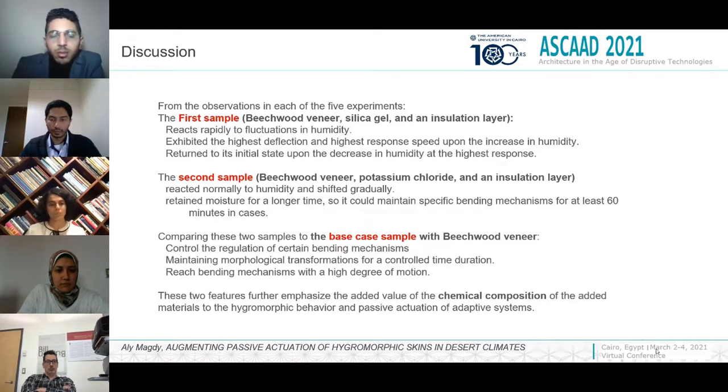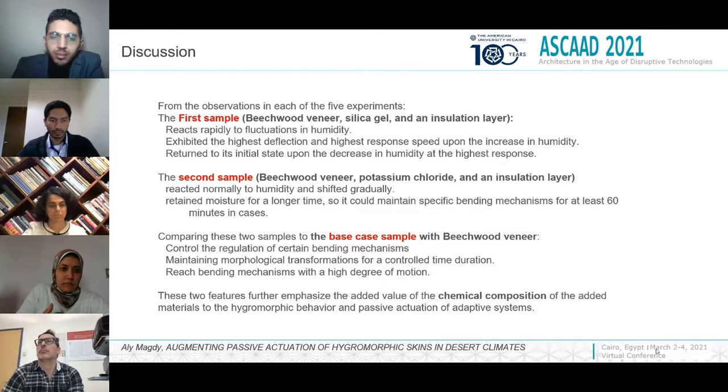60 minutes in some cases. Comparing these two samples to the base case sample of beetroot veneer, you can control the regulation of a certain bending mechanism. You can maintain morphological transformation during a time duration, and also reach a bending mechanism with the highest degree of motion. Future work will focus on including a wider range of experiments and samples, under different cases like time intervals, humidity levels, and temperature conditions for both composites, to address the result of morphological transformation using wood veneer parameters to catalyze the active motion.